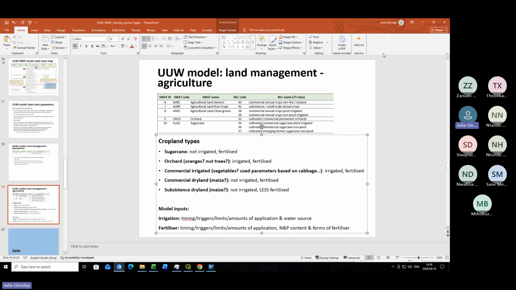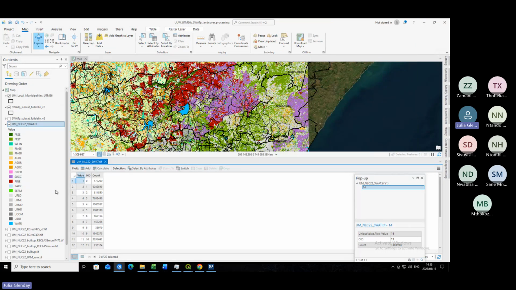Subsistence is 7. Commercial dryland is 6. So I go to 8, for example. Let's turn off that. Okay, so it's turned bright blue. I've highlighted 8, which is the commercial irrigated. I just want to show you some of the areas that are that class.